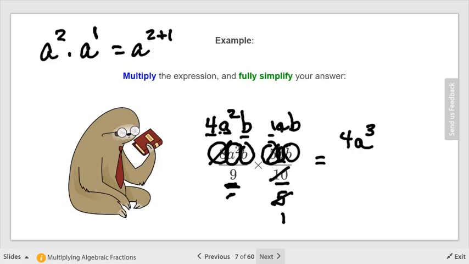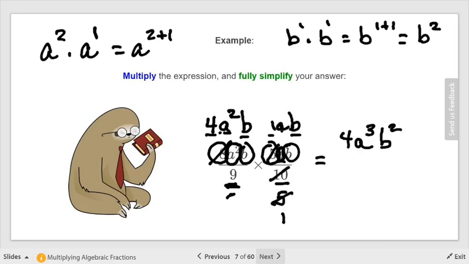And then finally, I've got b times b, which is what? B squared. There you go. Remember, it's b times b, which means b to the first times b to the first, which is b to the 1 plus 1, which is b to the second. Go back and practice those.